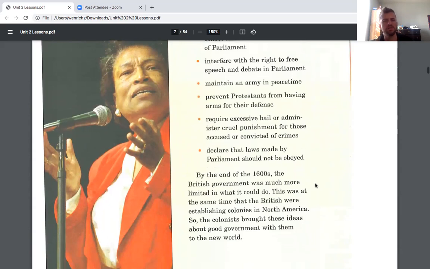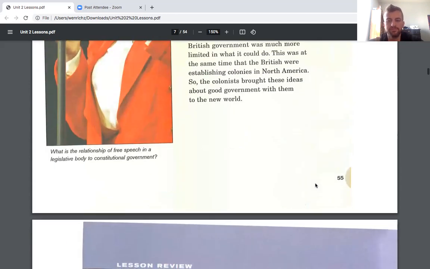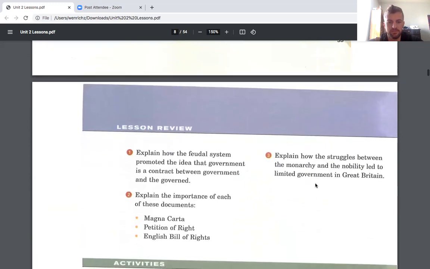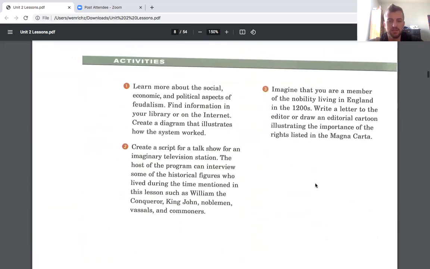By the end of the 1600s, the British government was much more limited in what it could do. This was at the same time that the British were establishing colonies in North America. So the colonies brought these ideas about good government with them to the New World. Yikes. Well, that's the end of lesson 6.